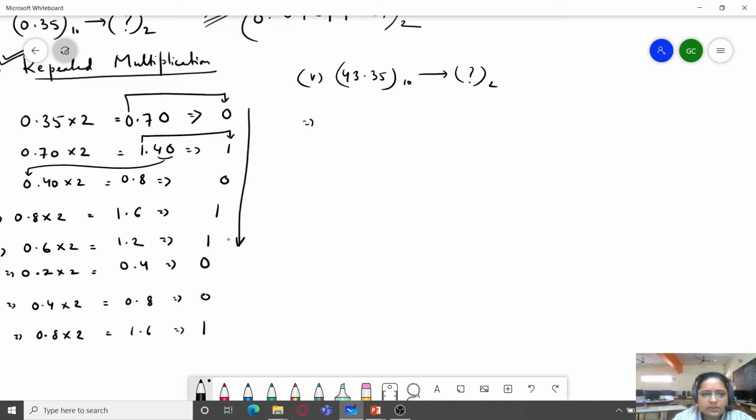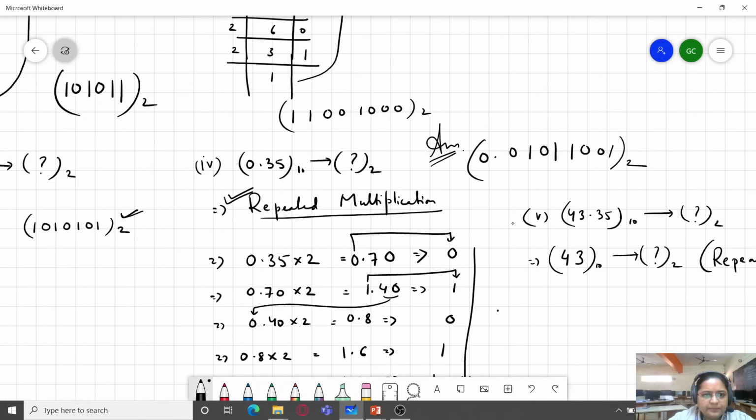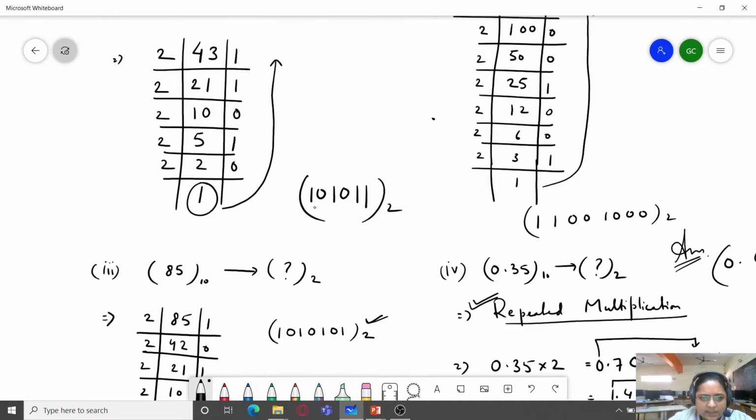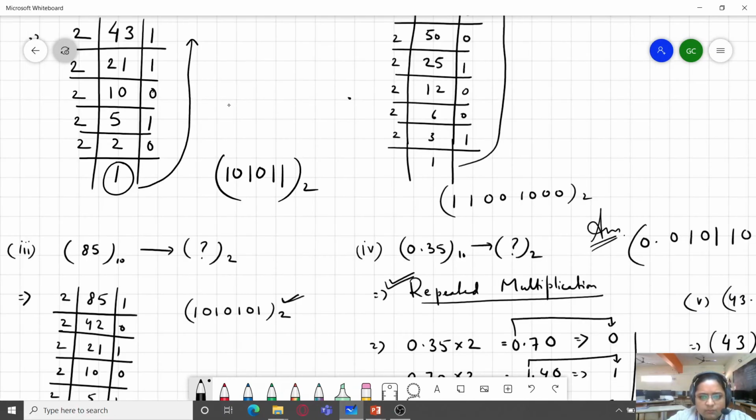So how to do this? So here we are going to write 43. First we will convert 43 into binary using the repeated division method. And we have already got that somewhere. We had already solved 43. So we will just find out the binary representation, which is 101011.